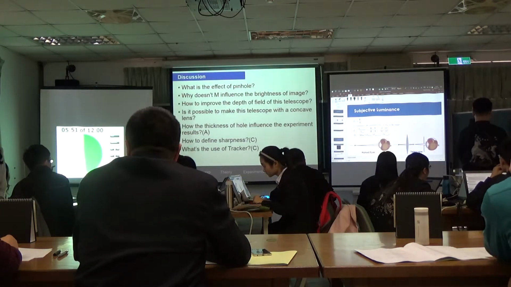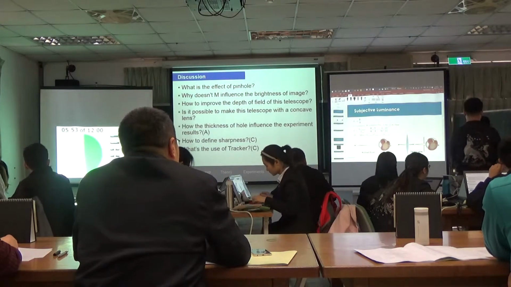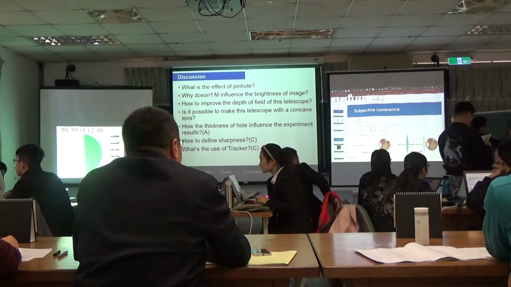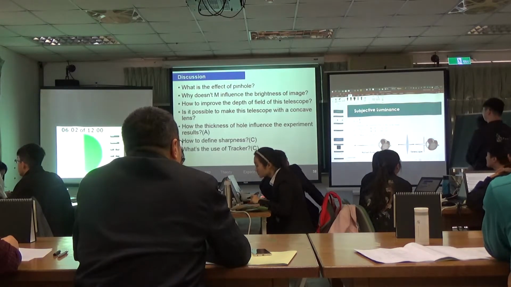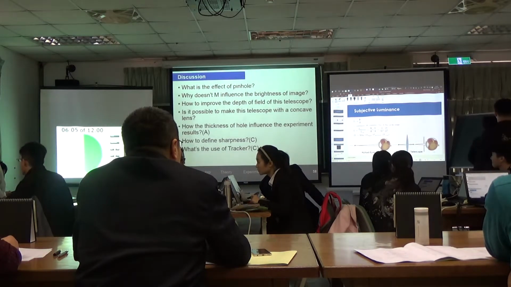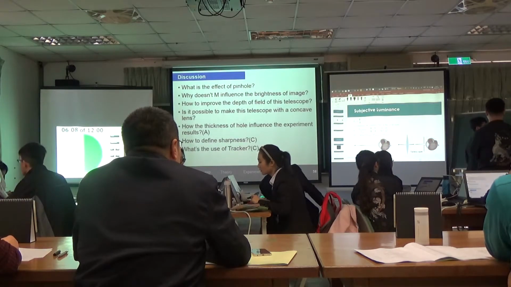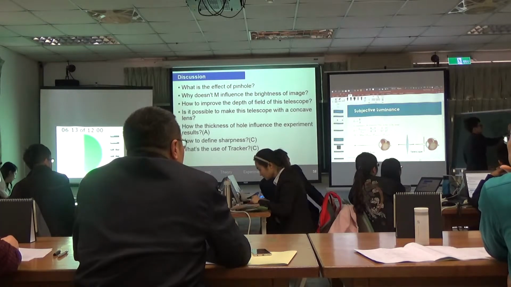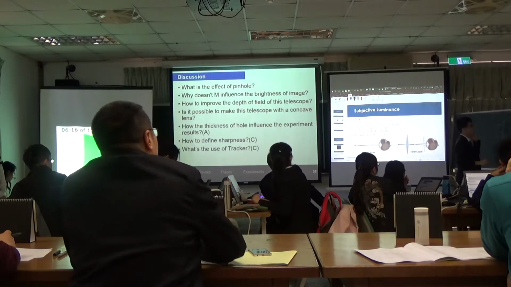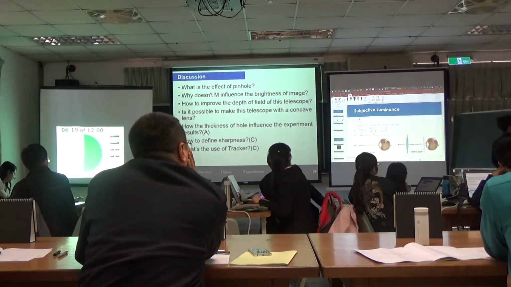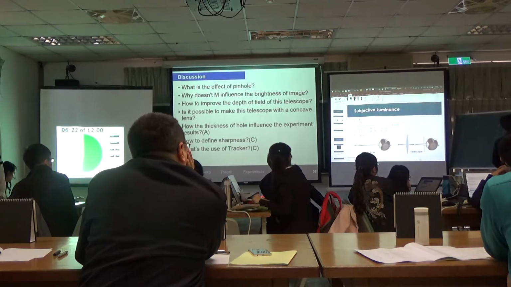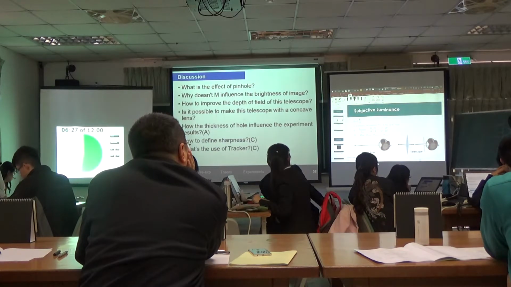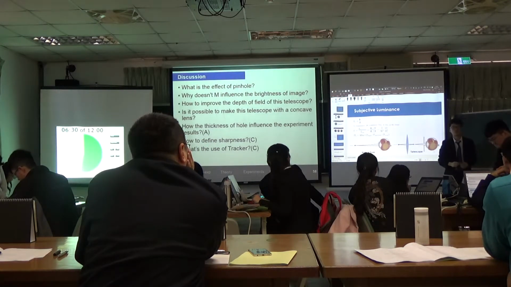Maybe you are based on the traditional telescope like this, and you think this area is proportional to d squared, right? M squared, I'm sorry. Yeah. But we use another one. It is not parallel. It is like this. Different.